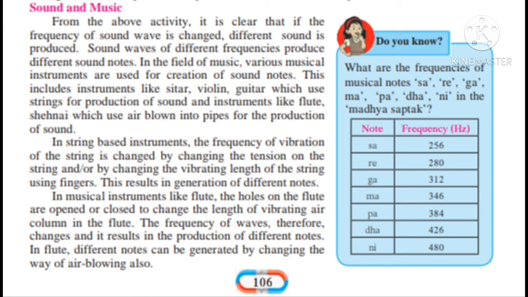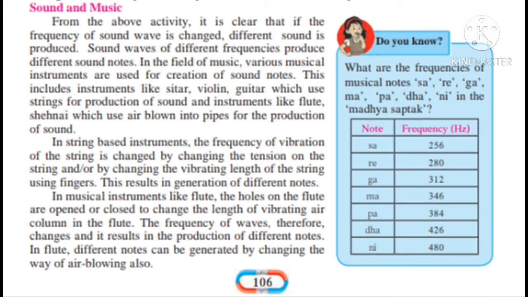So, in string based instruments like sitar, violin, and guitar, the frequency of vibration of the string is changed by changing the tension on the string and or by changing the vibrating length of the string using fingers. So this results in the generation of different notes.